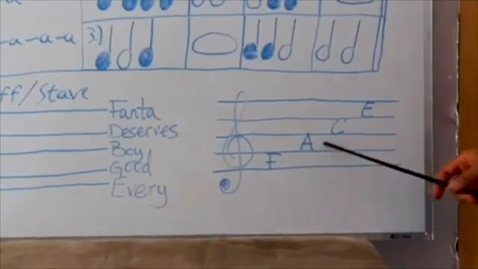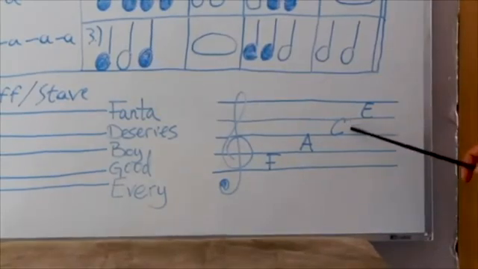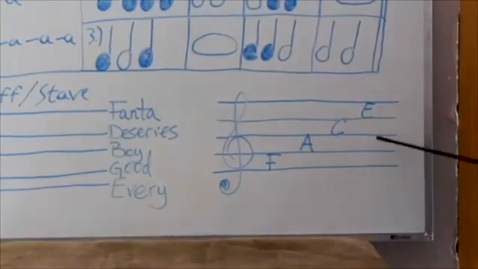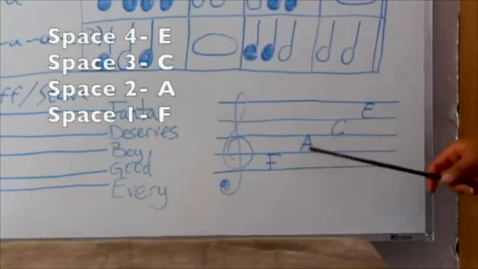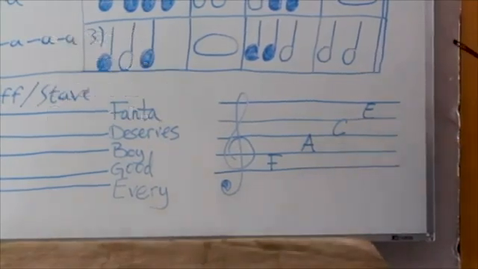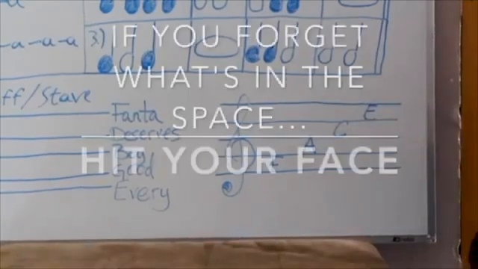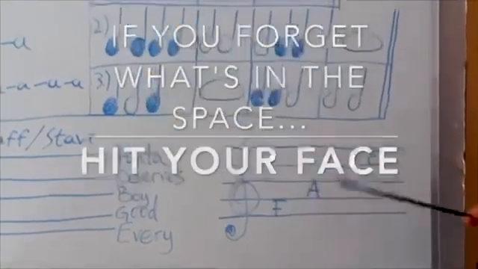A gets space number 2. C gets space number 3, and E gets space number 4. So space 1, space 2, space 3, space 4: F, A, C, E. I always say, if you forget what's in the space, hit your face. It's that simple. You should not be able to forget that.